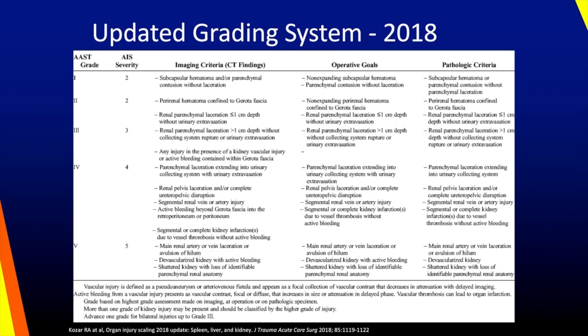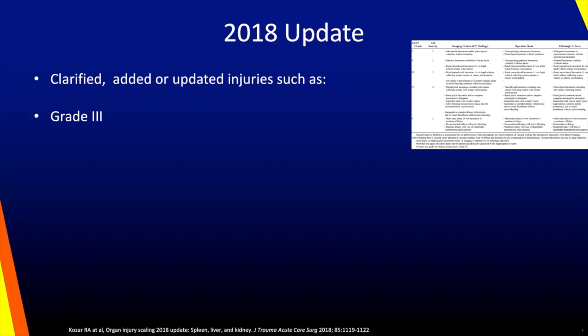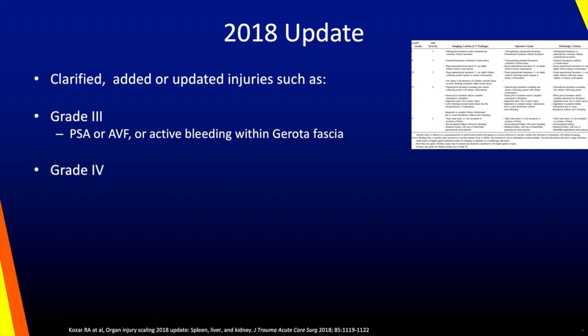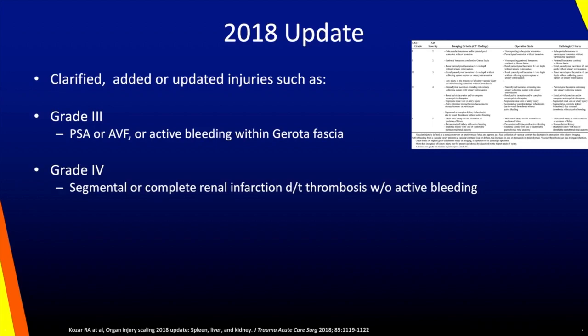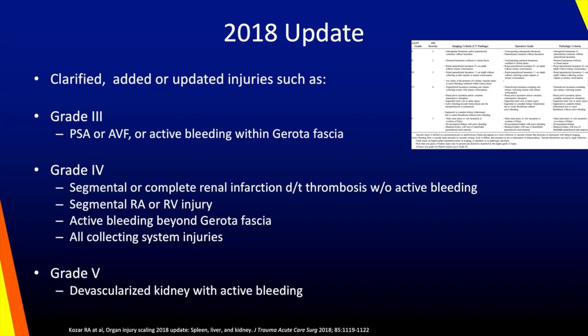An updated grading system was published in 2018. The 2018 update clarified a number of injuries and added or updated injuries, such as grade 3 injuries to include pseudoaneurysms or arteriovenous fistulas, or active bleeding within Gerota's fascia. Grade 4 injuries to include segmental or complete renal infarction due to thrombosis without active bleeding, or segmental renal artery or renal vein injury, or active bleeding beyond Gerota's fascia, or all collecting system injuries. Grade 5 injuries included devascularized kidney with active bleeding.